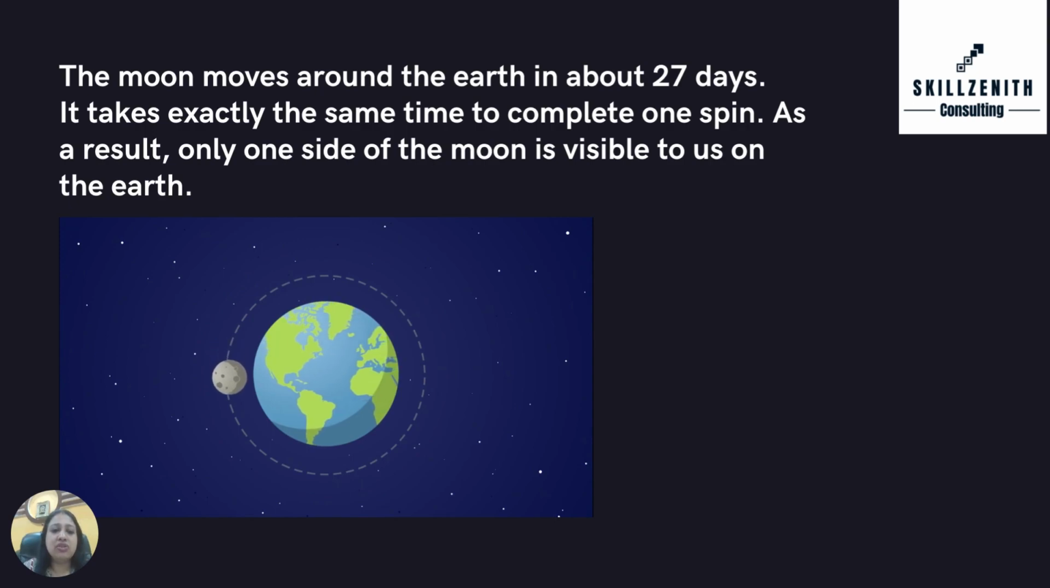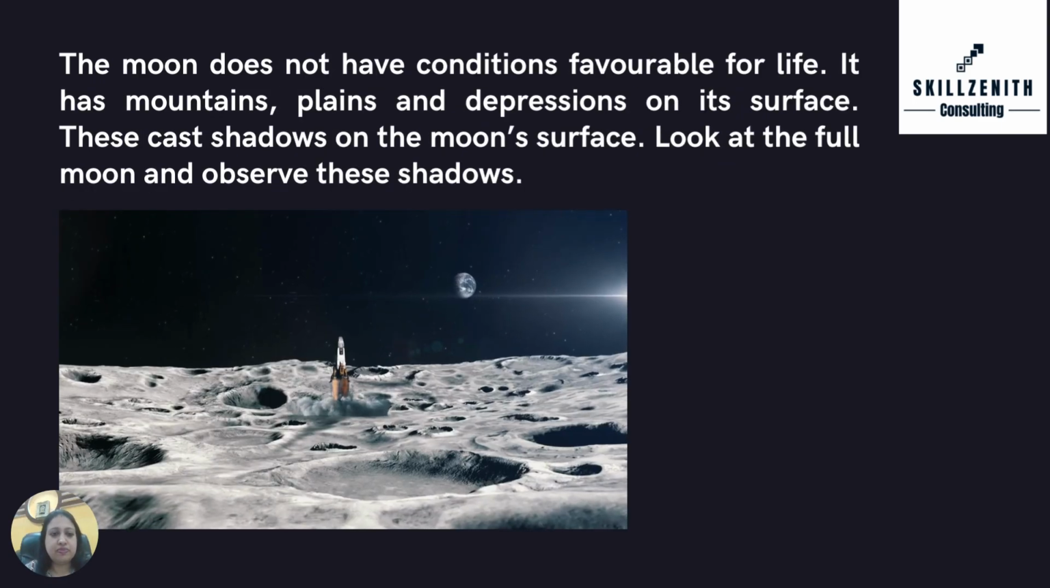The moon moves around the earth in about 27 days. The earth is rotating as well as revolving, and the moon is moving around the earth. The moon takes exactly the same time to complete one spin as it takes to complete one whole journey around the earth. As a result, only one side of the moon is visible to us on the earth. That's why we always see only one part of the moon. At no point of time can we see both parts of the moon.